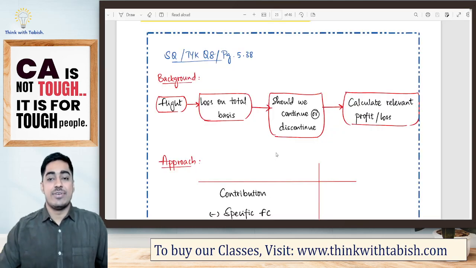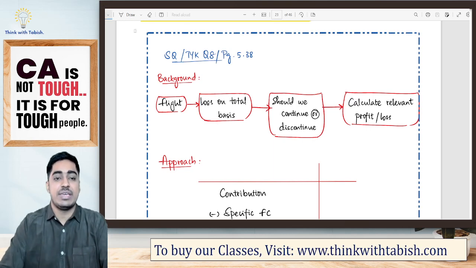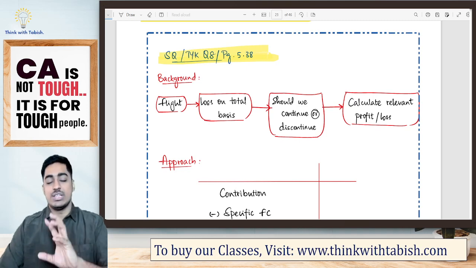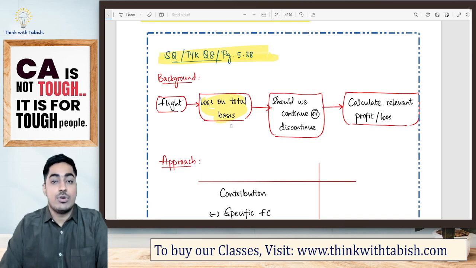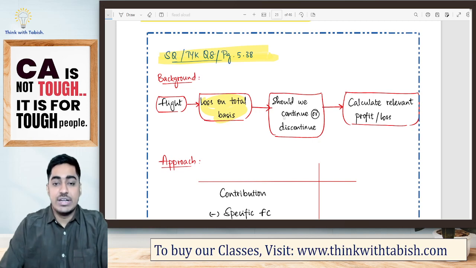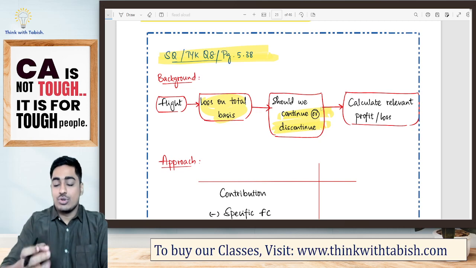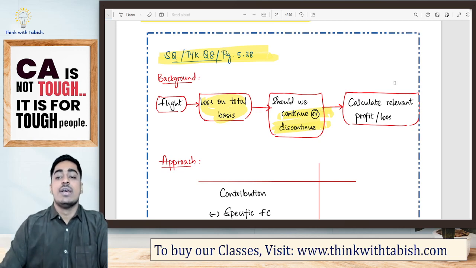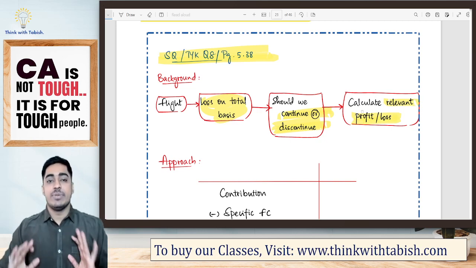So let's continue, everyone. So we had discussed 7 questions. Now going to super question number 8. This is test your knowledge question number 8, page 5.38. So what is happening is there is a flight. When we looked at the profitability of the flight on an overall basis, the flight is incurring loss. So comes the question, should we continue this flight or should we discontinue the flight? We are telling boss, do not take a decision on total basis, take a decision only on the basis of relevant profit or relevant loss. So we'll be calculating what is the relevant profit or loss from the flight. Based on that, we'll be taking a decision.